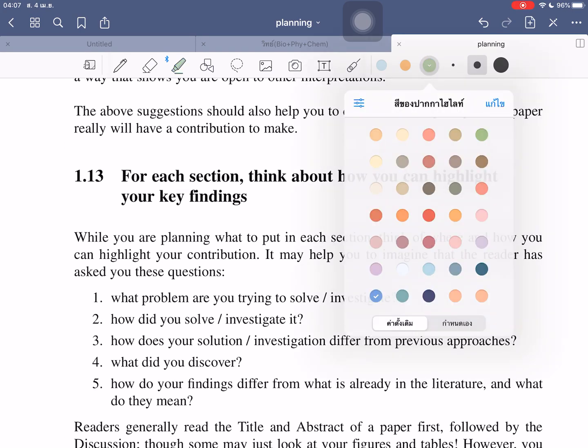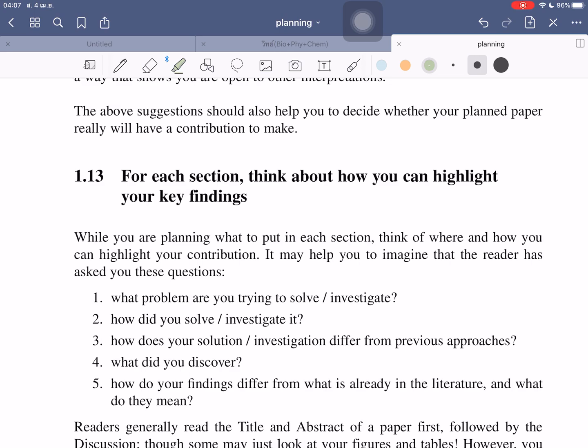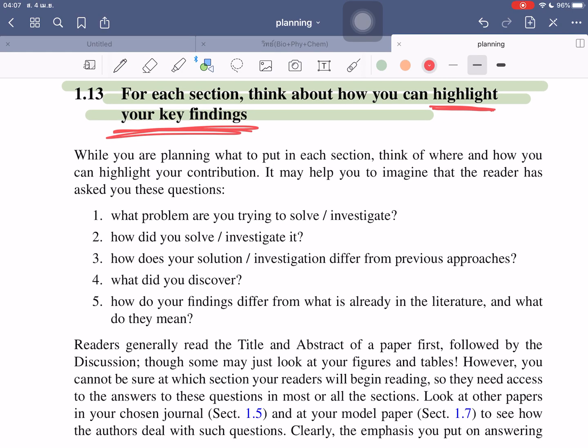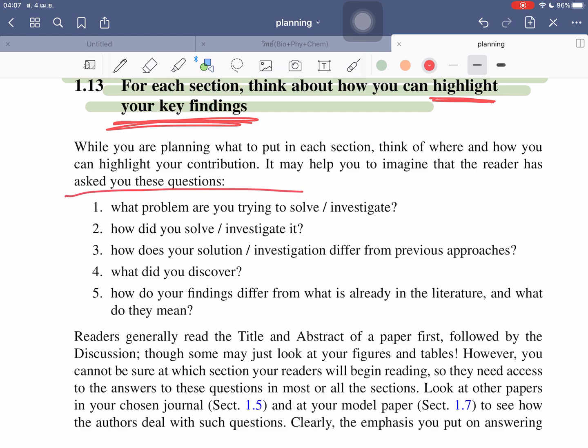All right, next part. Think about how you can highlight your key findings. There are 5 points that you need to keep in mind.